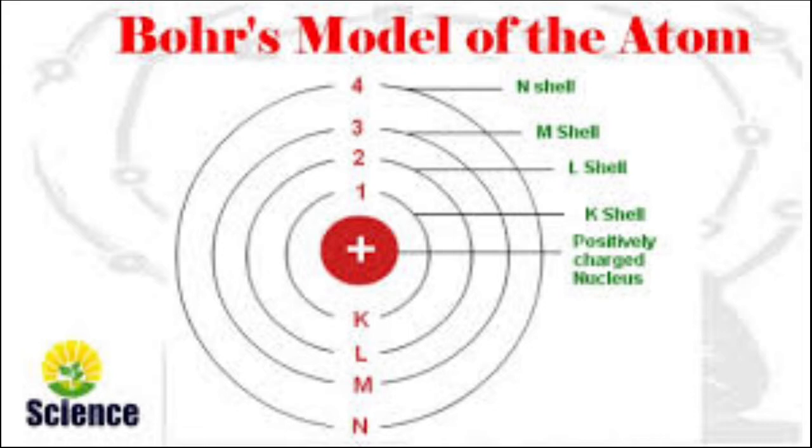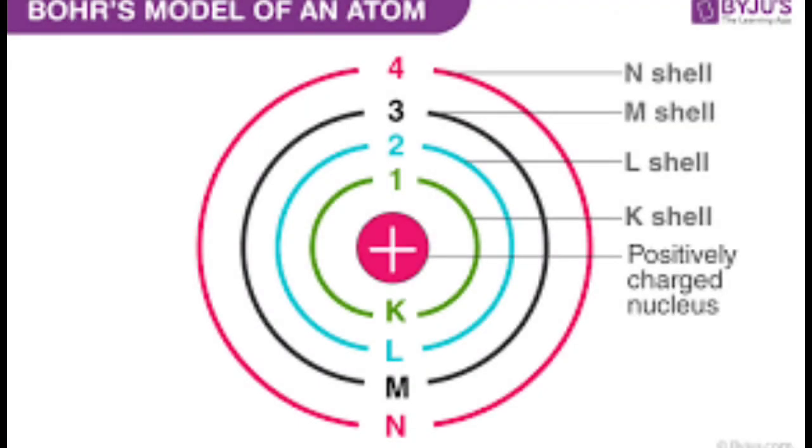And its values are given like 1, 2, 3. That means the first orbit K has energy level 1, the number is 1. Second is L, third M, fourth N, like this.